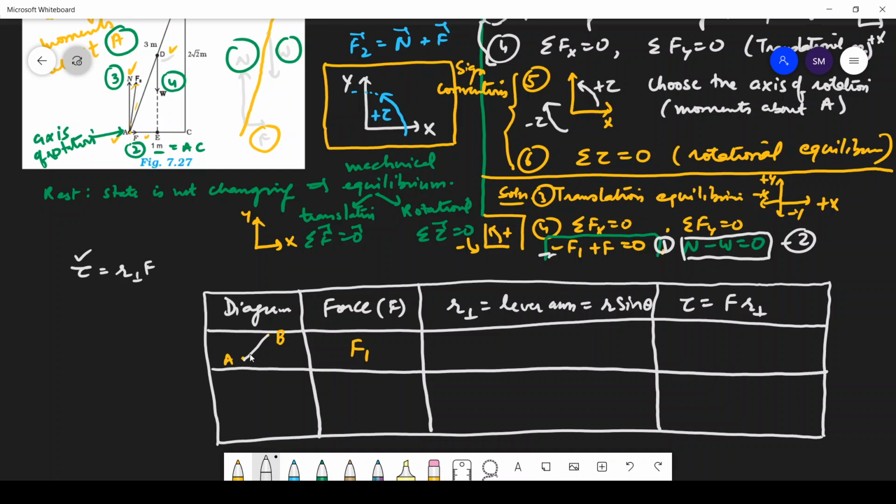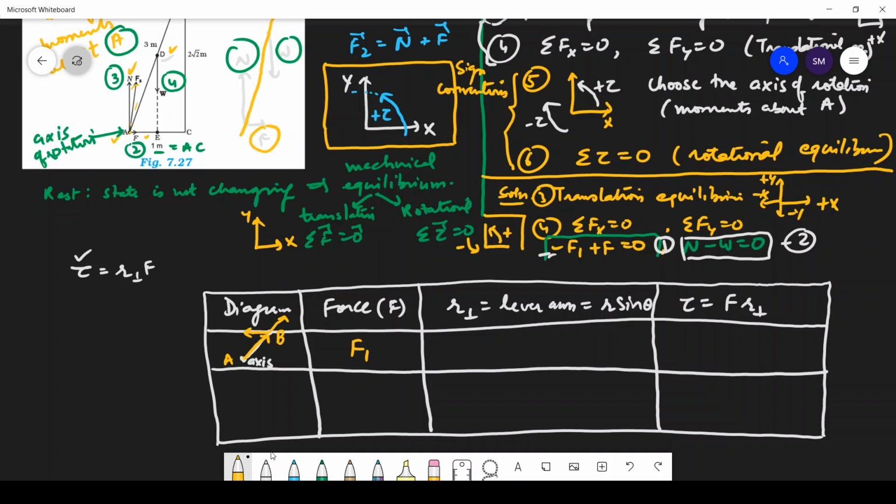So where is your R? Starting from A to where the force is applied, so from the axis to the point where the force is applied. The force is applied at point B in this direction. So your R is from the axis of rotation to the position vector of where the force is applied. So here to here, this is your position vector, that's the direction of your R.